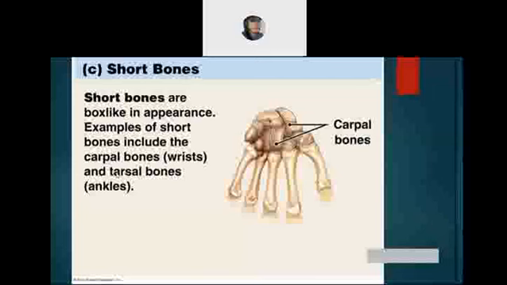Okay, and you will get short bones again in your tarsal bones. Tarsal bones you will get in your ankles. Your ankles are in your feet part, feet, F-E-E-T, or foot, F-O-O-T. In all those parts you will get your tarsal bones. There also it will appear as box type only.